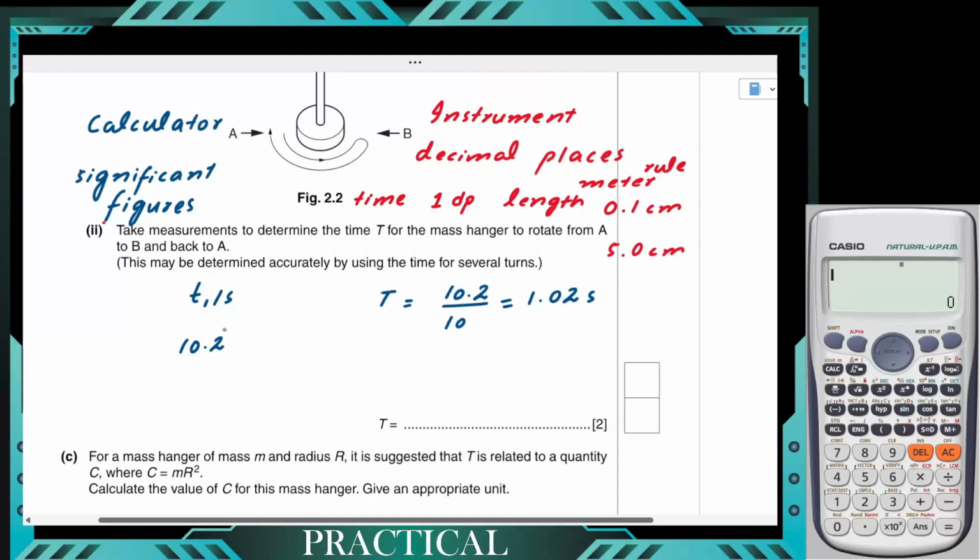Now for example, this reading was obtained through the stopwatch, and that's why the reading is to 1 decimal place. And the value capital D was obtained through the calculator, and that's why I'm not worrying about the decimal places. Rather, I must have the same number of significant figures as the raw data. Raw data has 3 SF, so capital T, which is obtained through the calculator, must also have 3 SF. So calculator, significant figures, and apparatus or instrument, decimal places.